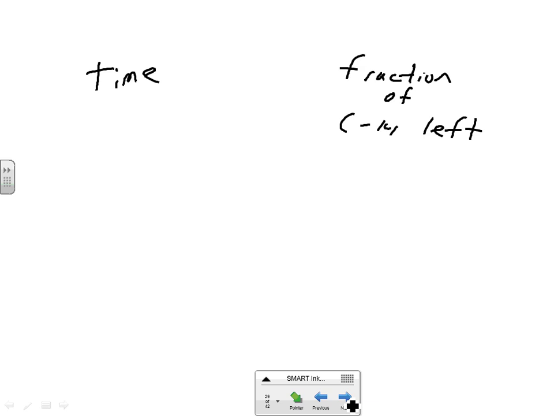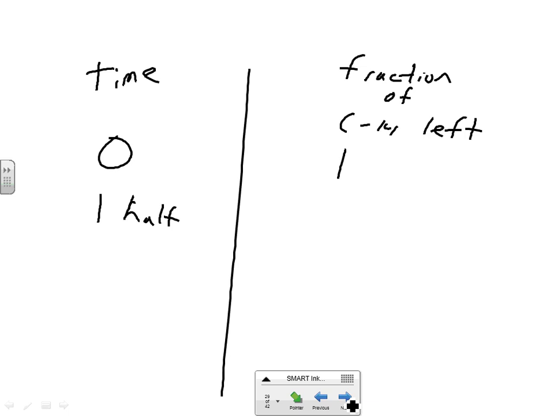The easiest way to do this is to set up a little chart. And let's do it this way. Let's do time and fraction remaining. I'll just say C14 left. So at time 0, when you're first starting, it's all there, right? So we'll say 1 or 100%. But after one half-life, how much is left? 1/2. Let's do it in fractions. 1/2, right? After one half-life, a half of it's left.